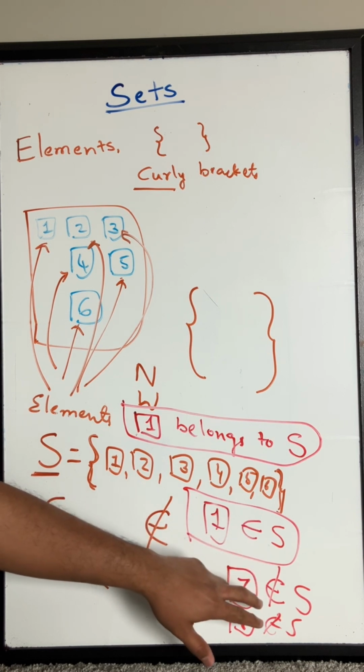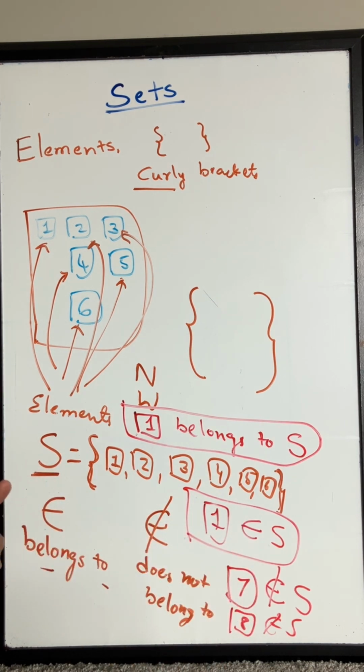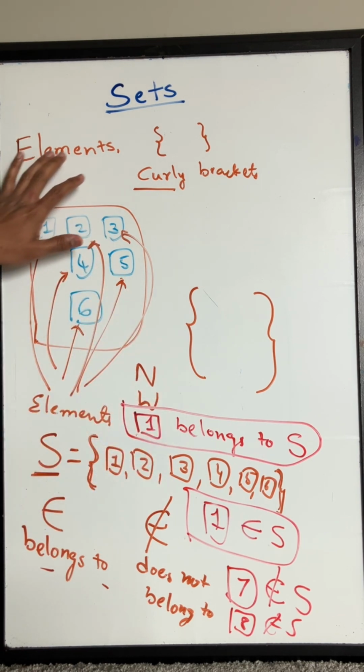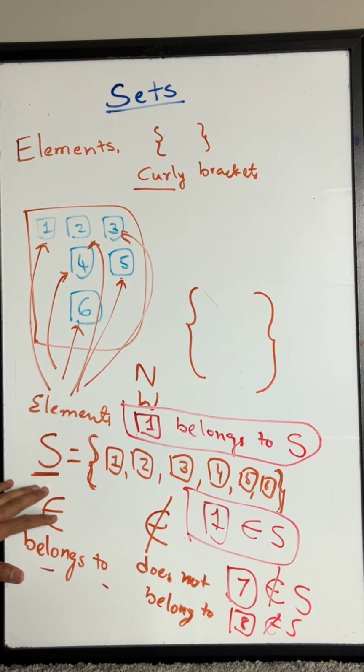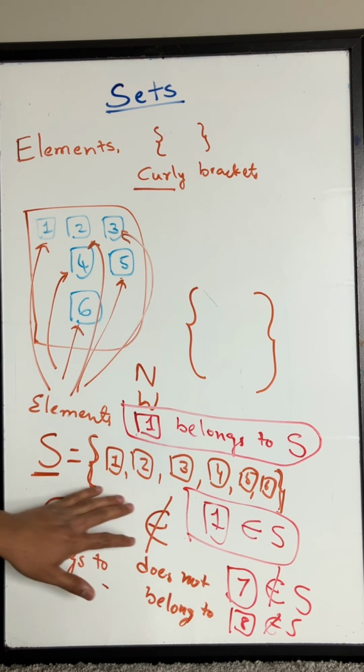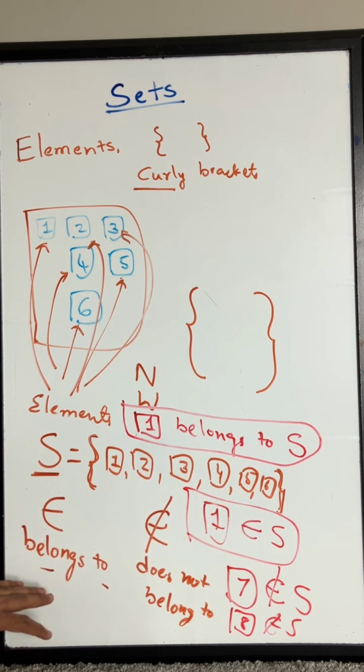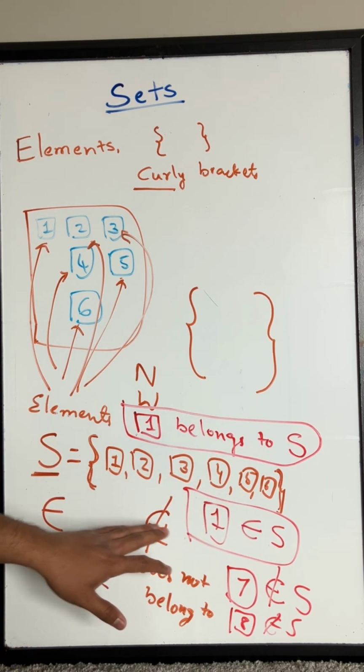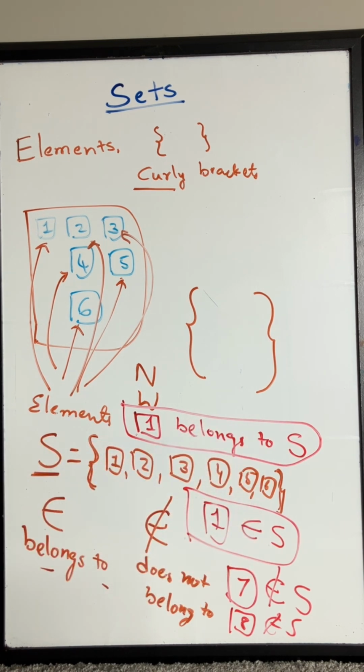So we use these symbols however the way we want. So we learned elements, curly brackets, denoting sets with uppercase letters, how to write the set, and belongs to and does not belong to, and how to use them. Thank you.